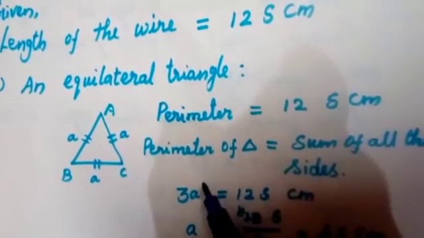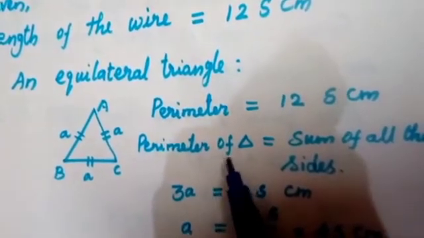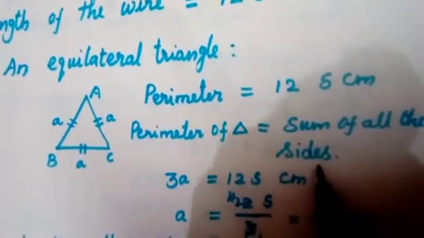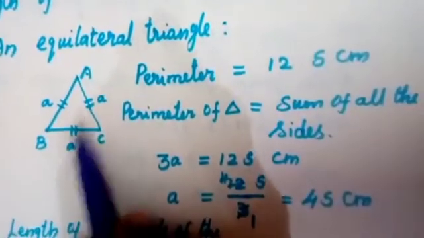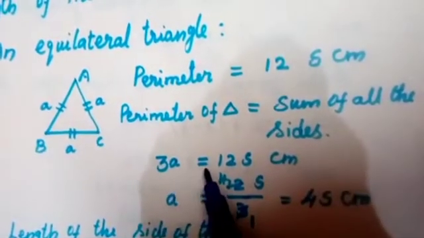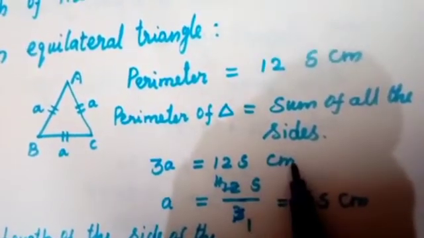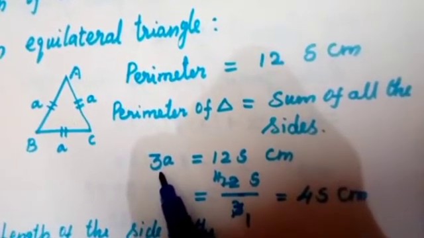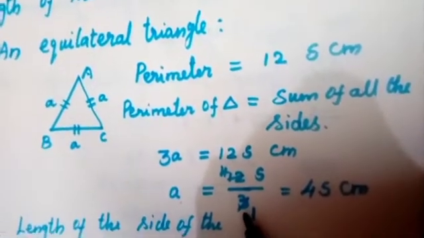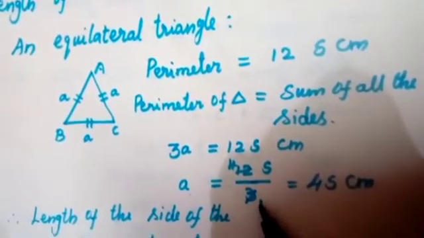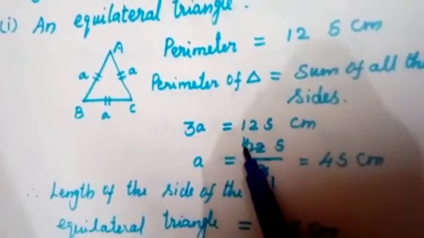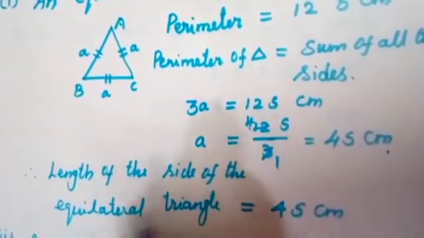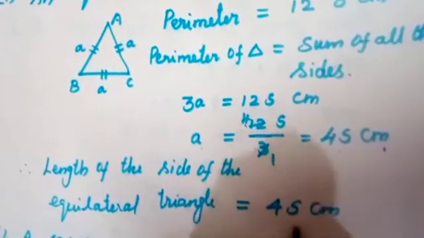Perimeter means the sum of the measures of all the sides. Now perimeter of a triangle is equal to sum of all the sides. So all the sides, A plus A plus A, 3A is equal to 12 cm. A is equal to, for 3 in a multiplication, so you transpose, it becomes a division. Now you make a cancelling method. 1 3 is 3, 4 3s are 12. So 4 cm. Therefore length of the side of the equilateral triangle equal to 4 cm.